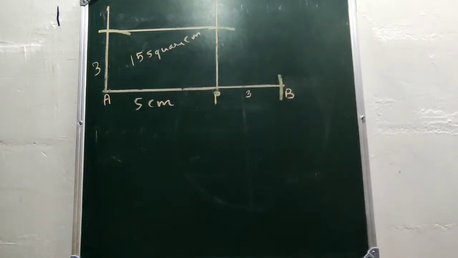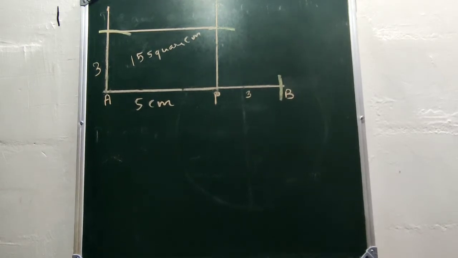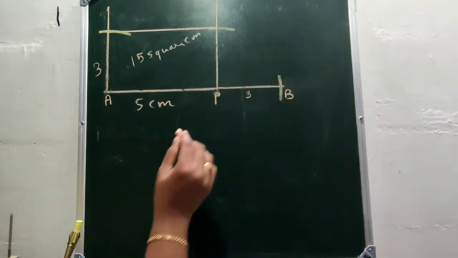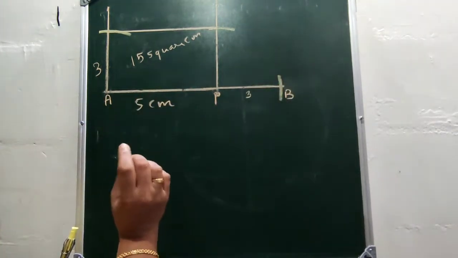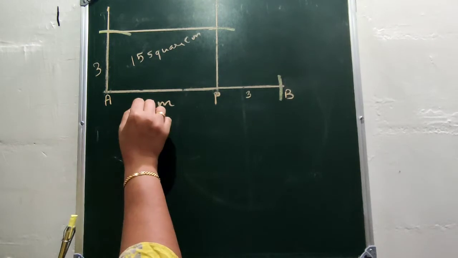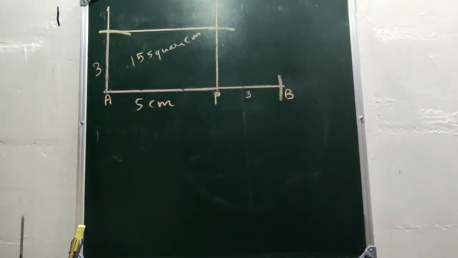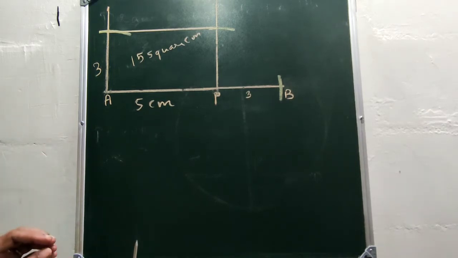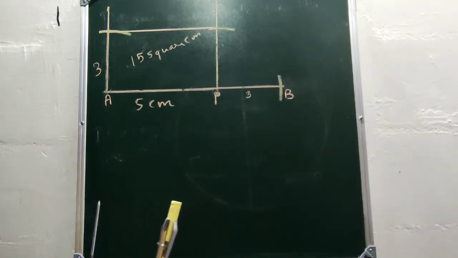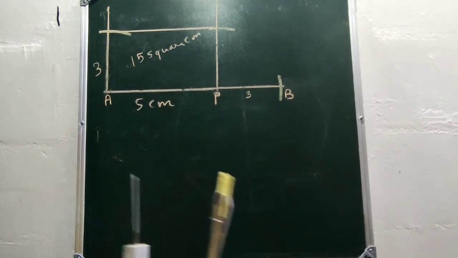Then how do we find half of AB? We know that 5 plus 3 is 8 centimeter, and half of 8 centimeter is 4 centimeter. But if it is not possible to find the midpoint of a line, we can draw the perpendicular bisector of that line to find its midpoint. Then how do we draw the perpendicular bisector of a line? Now we are going to draw the perpendicular bisector of this AB.